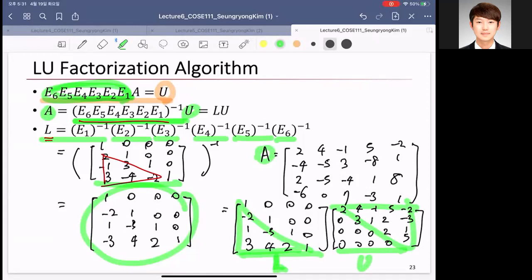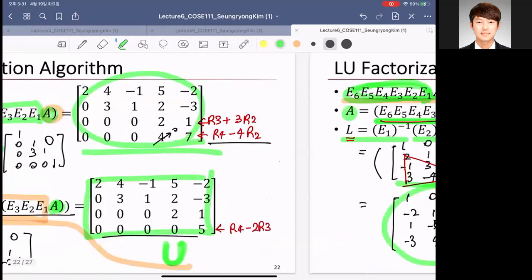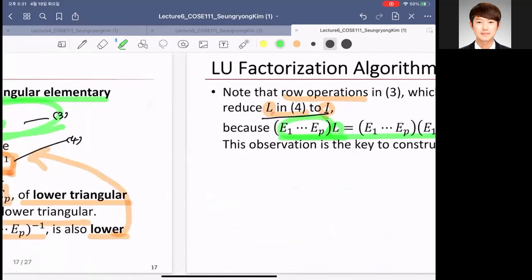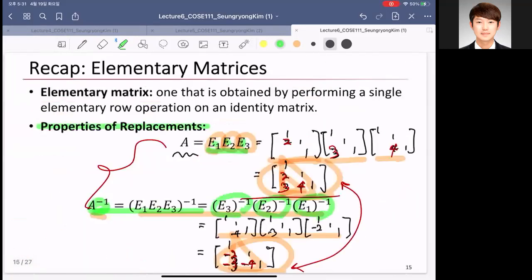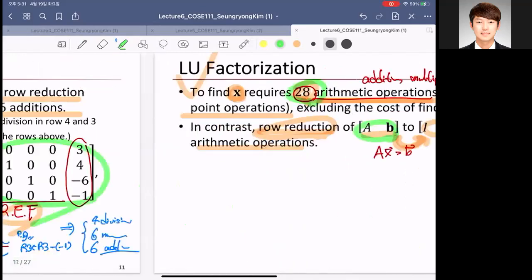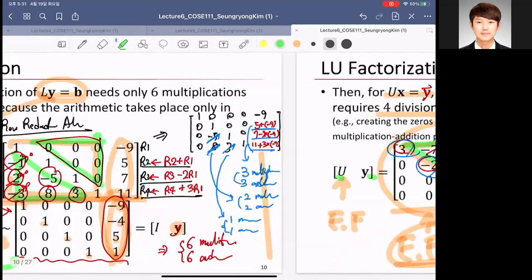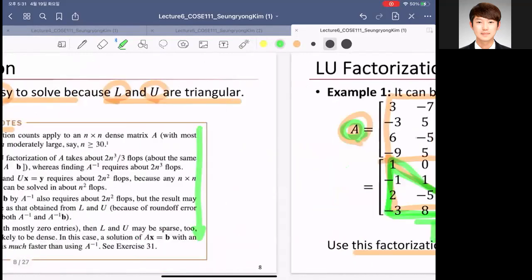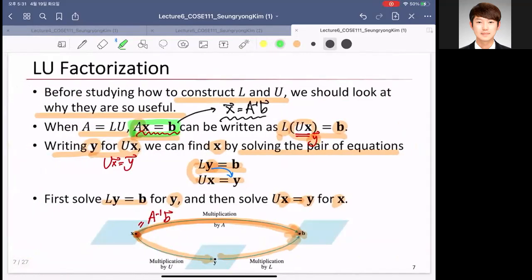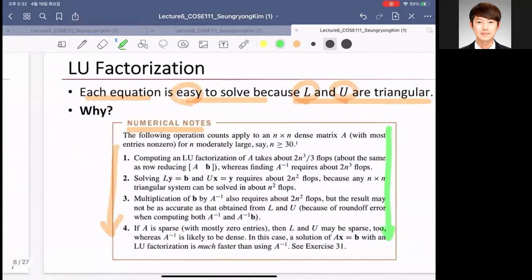Then you can solve your linear system by using this kind of technique, right? Because you already know how to factorize your matrix A in the LU factorization algorithm, right? That's it.